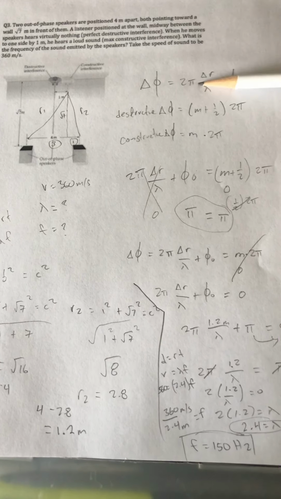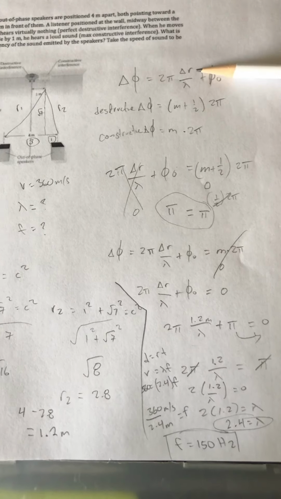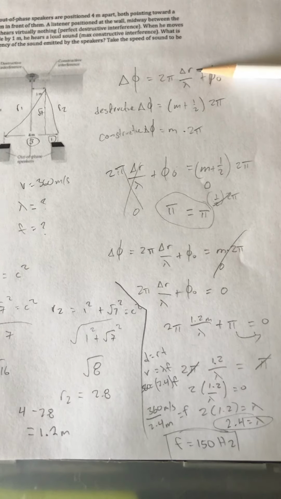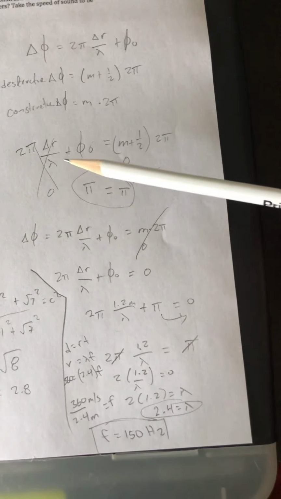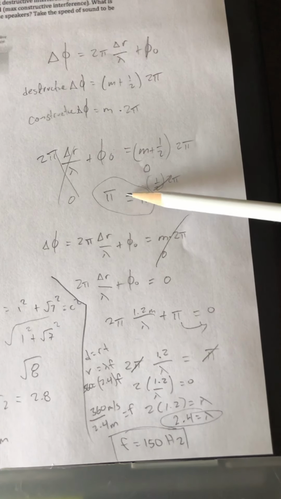So we start with our 3 equations that we know. The regular one, phi equals 2 pi r delta r over wavelength plus phi naught. Destructive interference, which is delta phi equals m plus 1/2 times 2 pi, and then constructive, which is delta phi equals m times 2 pi. So we take that and we simplify it down for the constructive interference. We plug in 0 for m because we know that m was 0 because of the initial phase. We simplify the 2 and the 2, so that leaves us with pi on the right hand side.